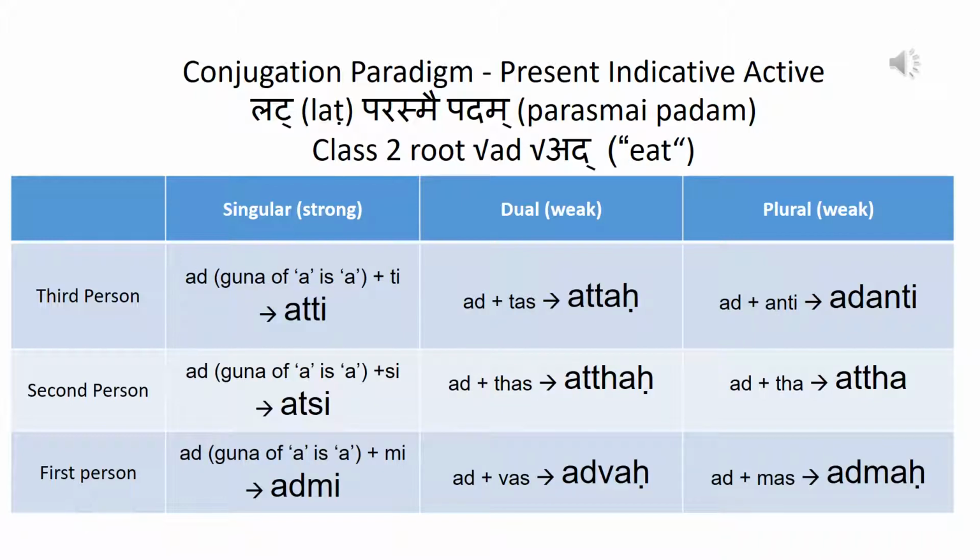Let us take another paradigm for the present indicative active, the class 2 root ad, eat. Note the consonant sandhis when the d of ad meets the consonants of the endings.